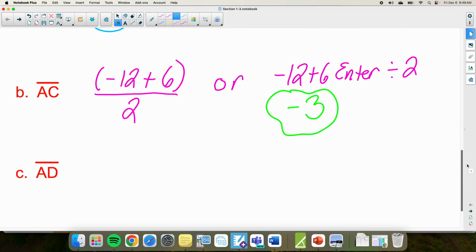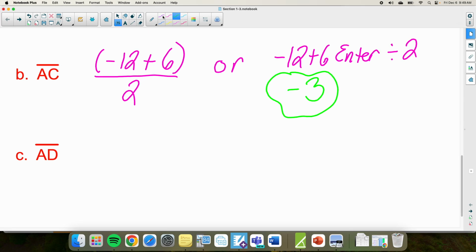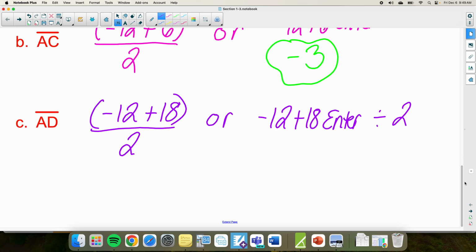Now, we're gonna do it between A and D. A is -12, D is 18, okay? So, I would go -12 plus 18 in parentheses divided by 2, or I'd go -12 plus 18, enter, divided by 2. Okay, so -12 plus 18 would be 6. 6 divided by 2, did you guys get 3? Yep. Okay. Everybody understand how to do that?